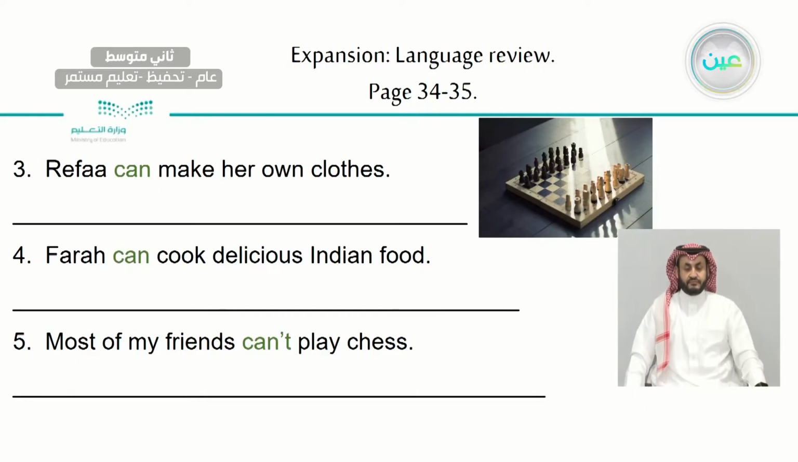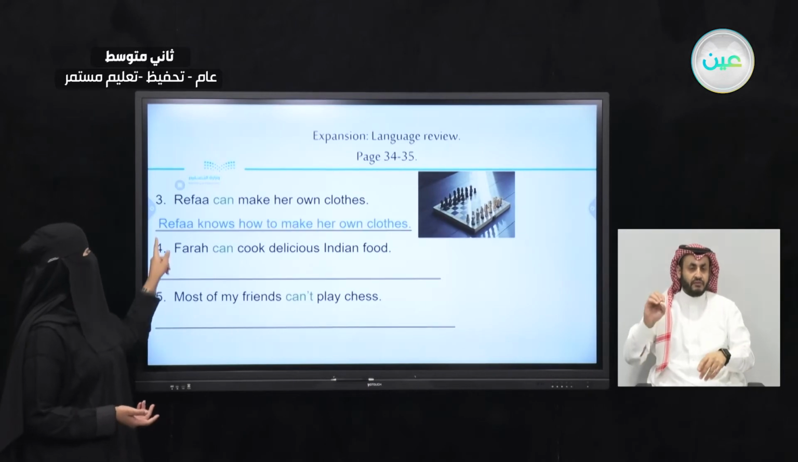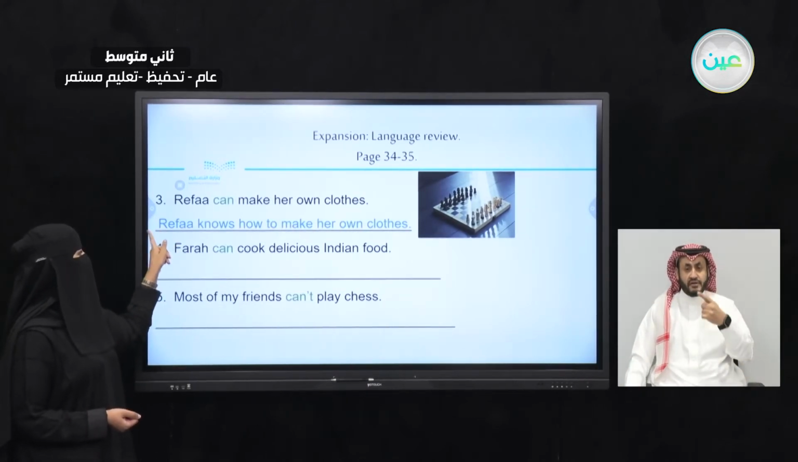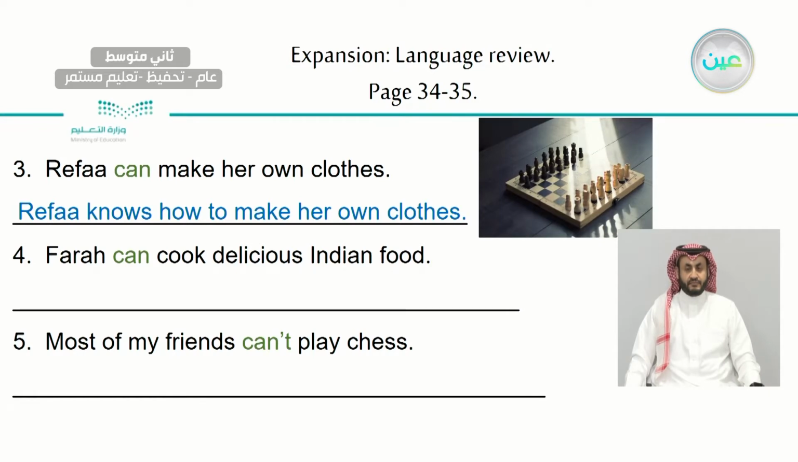Now, how about the next one? Rafa can make her own clothes. So what are we going to do? We're changing the word can into what? Know how to or don't know how to. But here, because we have the word can, that means she knows how to. So the sentence is going to look like this. Rafa knows how to make her own clothes. She knows. We added S to the verb know, because the pronoun for Rafa is she. She knows how to make her own clothes.